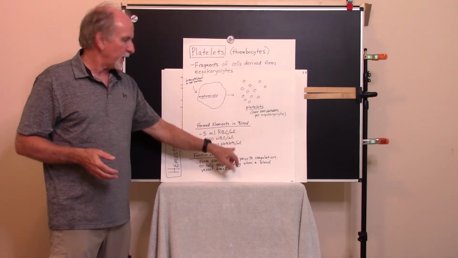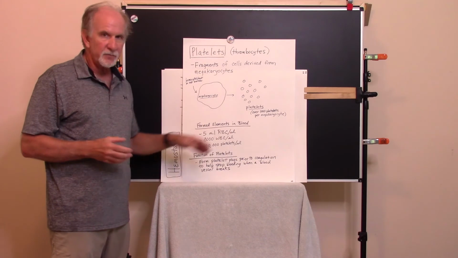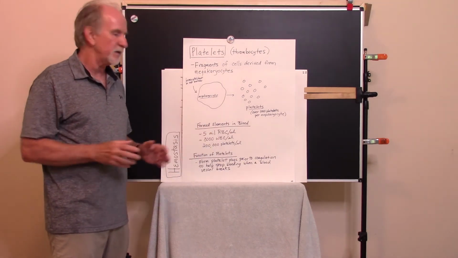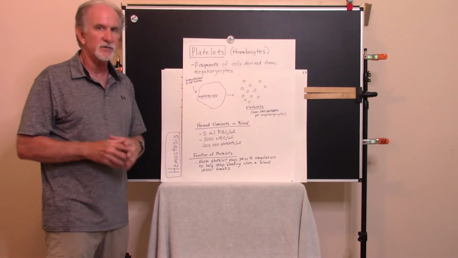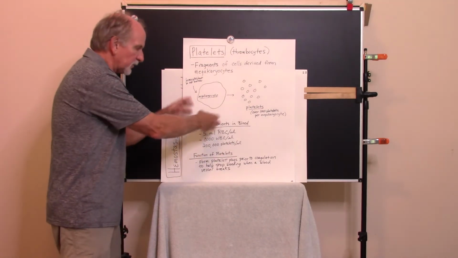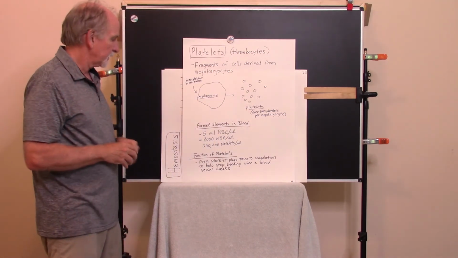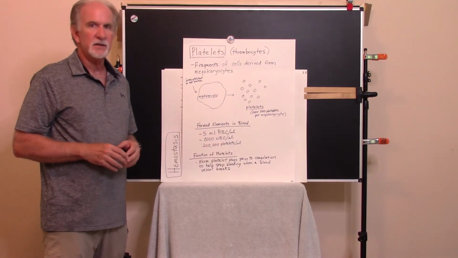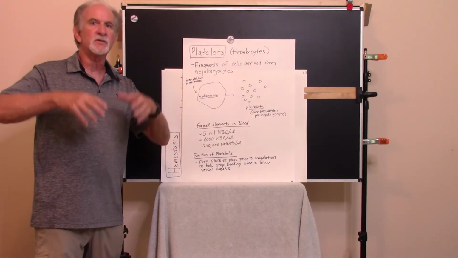If we had a microliter of blood, which is a very small volume, we'd find 5 million red cells, about 8,000 white cells, and in that microliter, we'd also find a couple 100,000 platelets. Of course, all of these collectively would make up the formed elements. The function of platelets is to form what's known as a platelet plug if a blood vessel breaks.